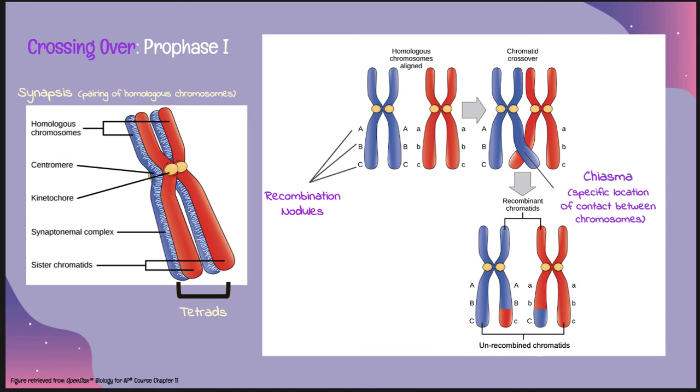Following crossover, the synaptonemal complex breaks down, and at the end of prophase I, the pairs are held together only at the chiasmata and are called a tetrad because the 4 sister chromatids of each pair of homologous chromosomes are now visible.